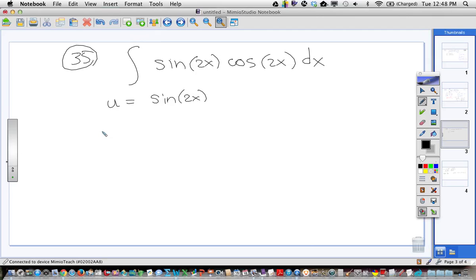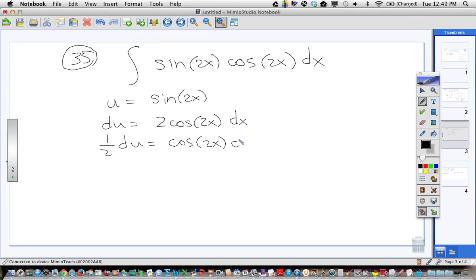What is du? Cosine of 2x, which is sitting right there. So when we pick u to be sine 2x, now it's not quite that. Actually, the derivative of this is 2 cosine 2x dx. So this 2 is kind of in the way, and so we'll move it over there.